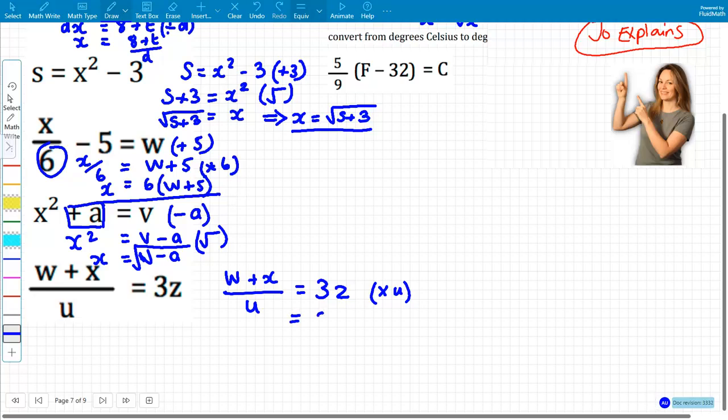So that's going to be 3zu, because all that's times. That leaves us with w plus x on this side, and then we've only got one more thing to do, which is to take away the w now. So we've got x equals 3zu, which is one term, take the w, and that would be the finished answer.